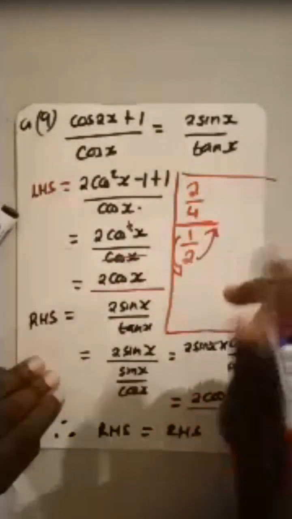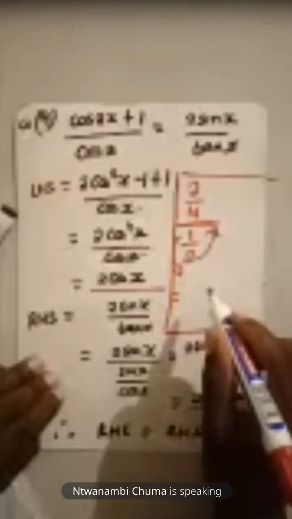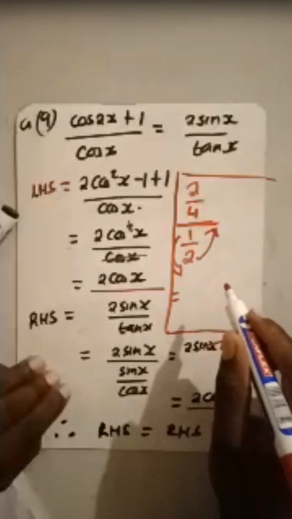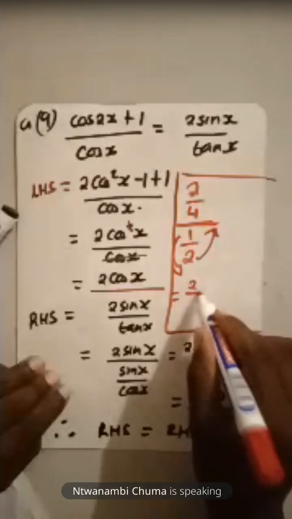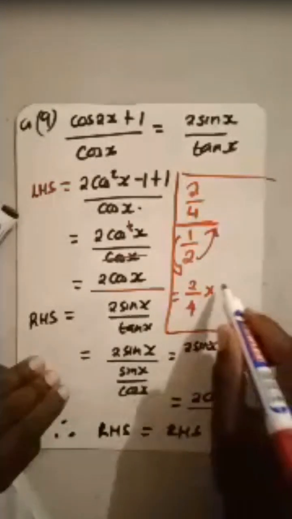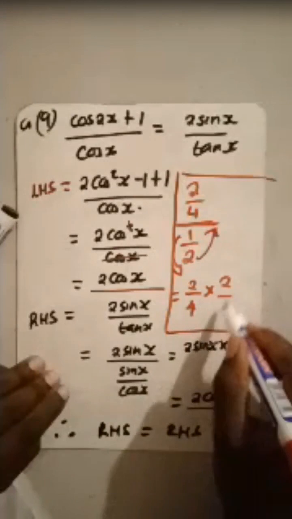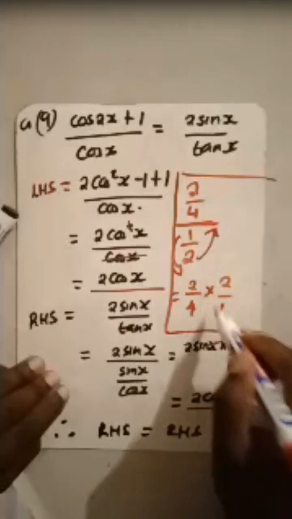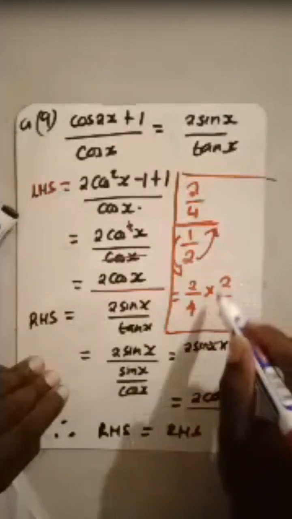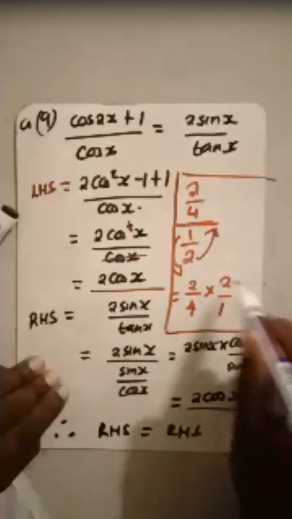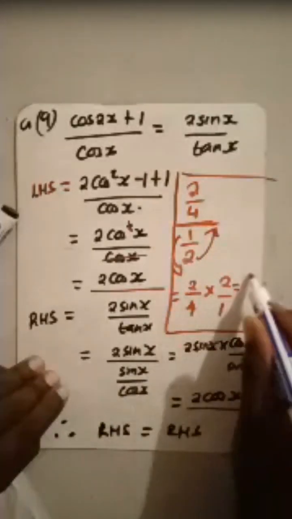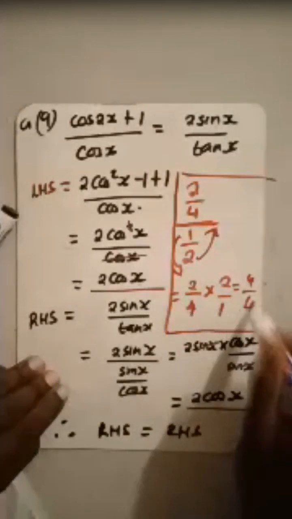So we are dividing, and we are going to multiply with the reciprocal. Is that it? Yes. So times 2 over 1. The reciprocal of half is what? It is 2 over 1. Did you see that? Then 2 times 2 is 4 over 1, and 4 over 4, so we are going to get 1.